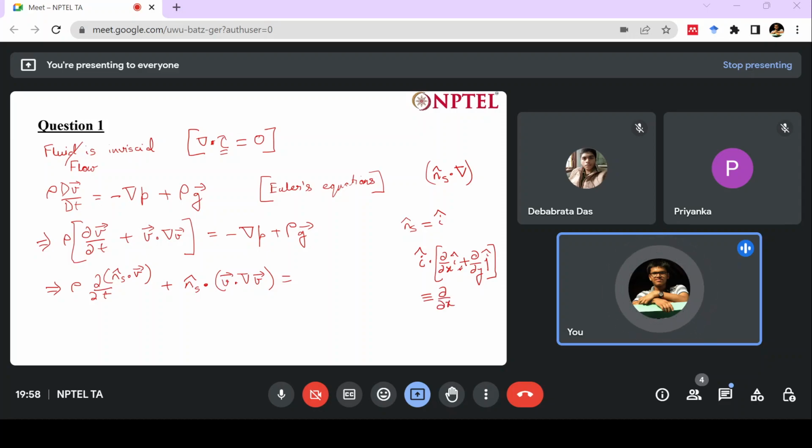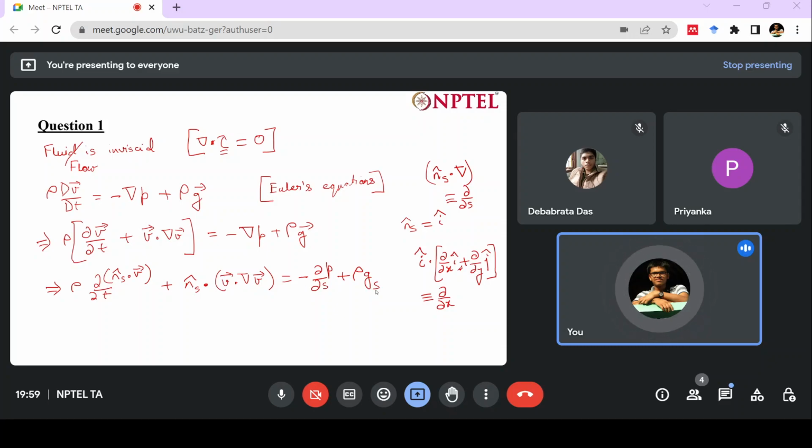So similarly, if it is ns cap dot grad, this will be equivalent to some del del s, where s is like a coordinate along the direction n. So my pressure term will just reduce to this. Similarly, the gravity or the body force term will also feature only the s component of g, when you take the ns cap dot product.